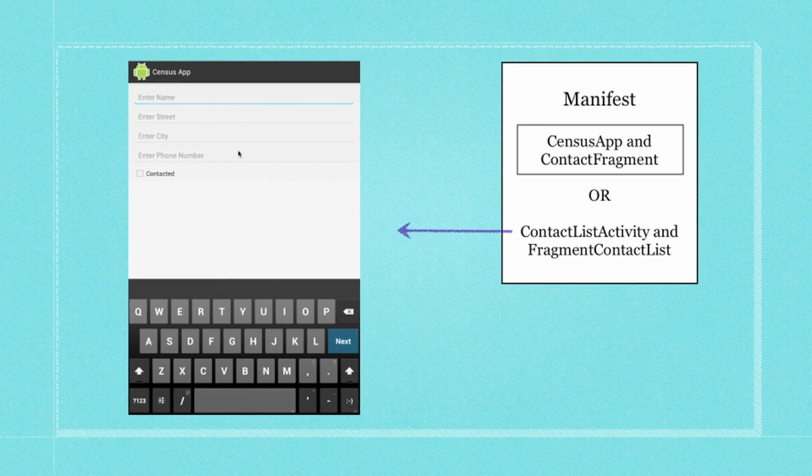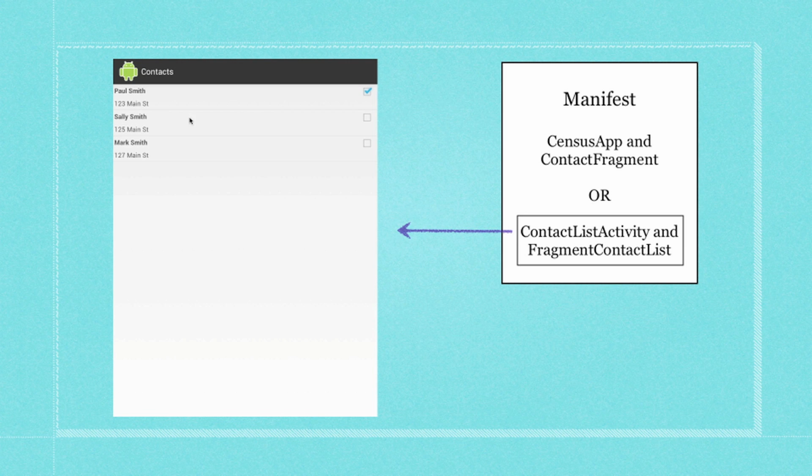Okay, so previously we had two activities, one in which, and if you can't see this, view it full screen, this is an HD video. Basically we had one activity and it just displayed and allowed you to enter the name, street, city, phone number, and whether you contacted the person. Then we had a list of all those contacts, and previously we were using dummy sort of code.